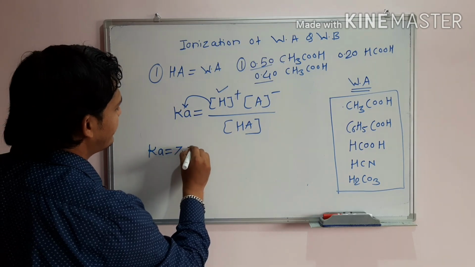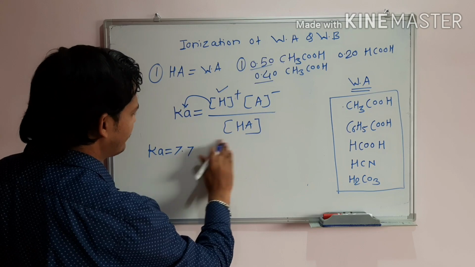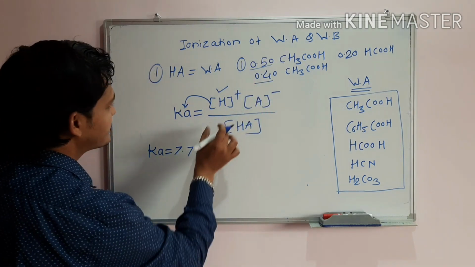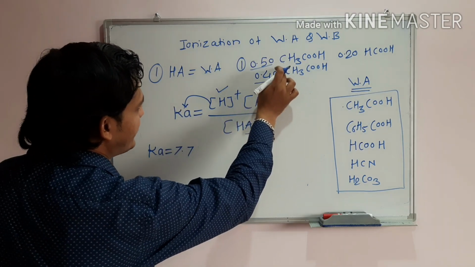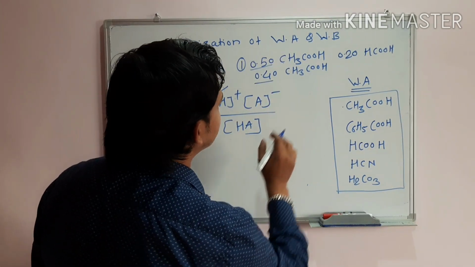I am writing here 7.7 into 10 to the power minus 4. No, I'm not confusing that. 7.7. So beaker number 2 contains less number of H plus ion as compared to. I am writing here only. So what was my mistake?